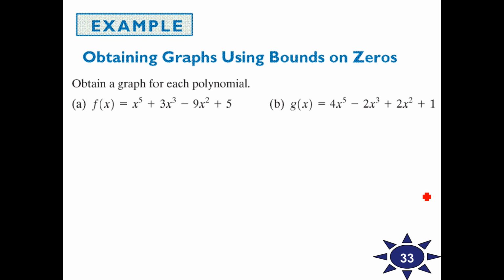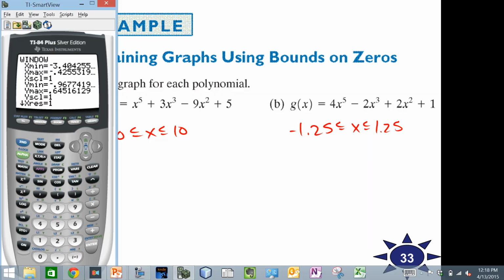Okay, so now we can use that to graph these. So same thing, we know that this is in between negative 10 and 10. That's where all the zeros happen. This is between negative 1 1/4 and positive 1 1/4. So, to obtain the graph, we can go to our graphing calculator, and let me turn this third graph on.